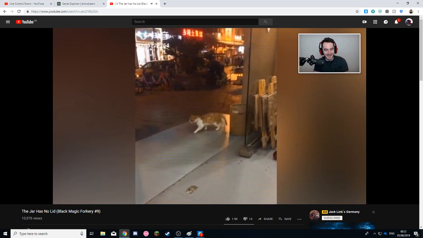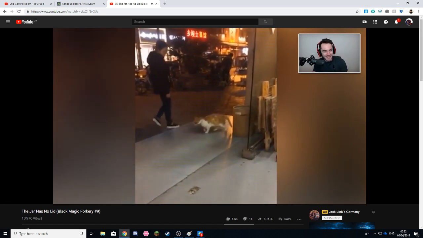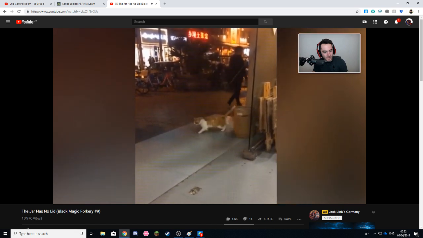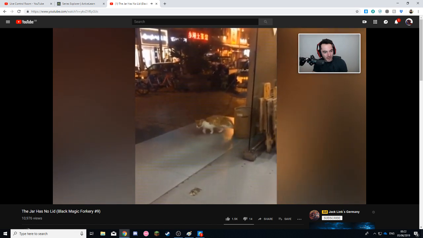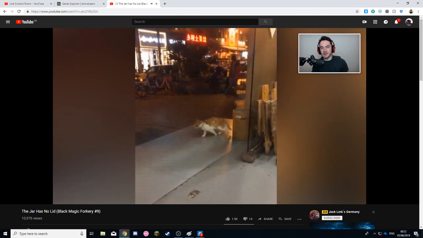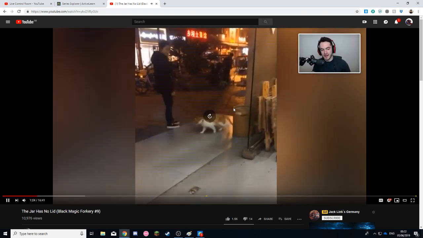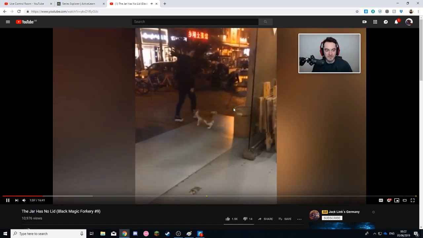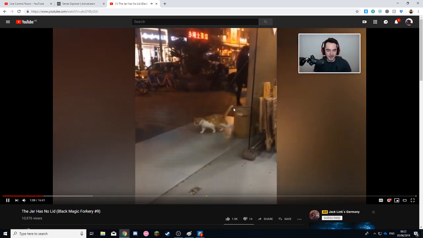What is happening? Wait, what is the floor move? What the heck is going on right now? This cat has found nature's VR treadmill. It looks like a handrail on a set of stairs, but it's actually used for a second. I was like, how is this cat doing it? Hard trick.